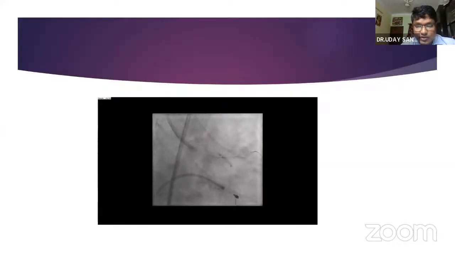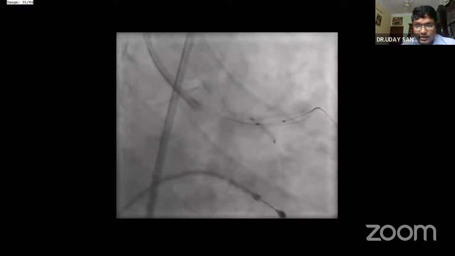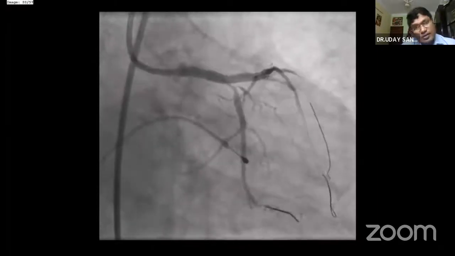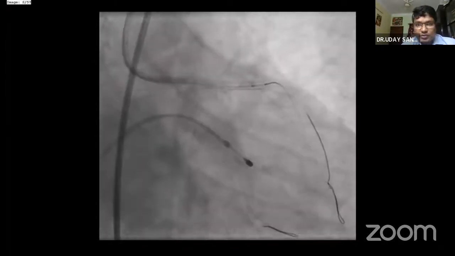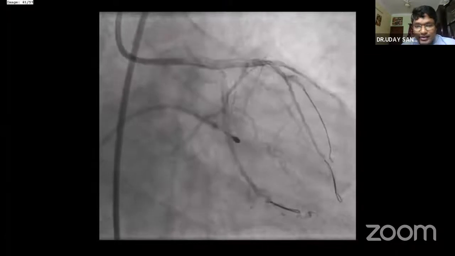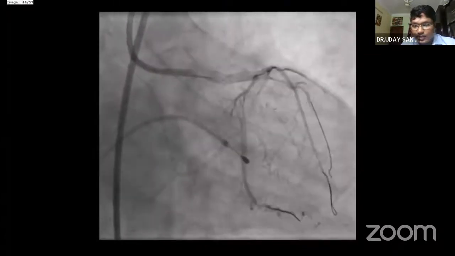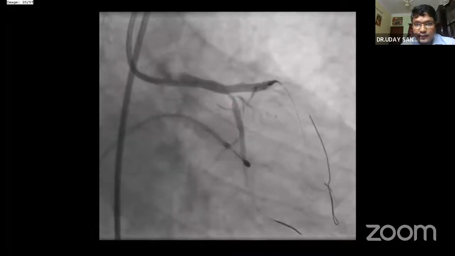Now the LCX ostium and the LAD were kissed and opened, initially by a 2 millimeter compliant balloon, followed by kissing of the LAD stent and the previous balloon. The LCX was a good caliber vessel supplying a wide area of myocardium, so I thought of going for stenting of the LCX as well.